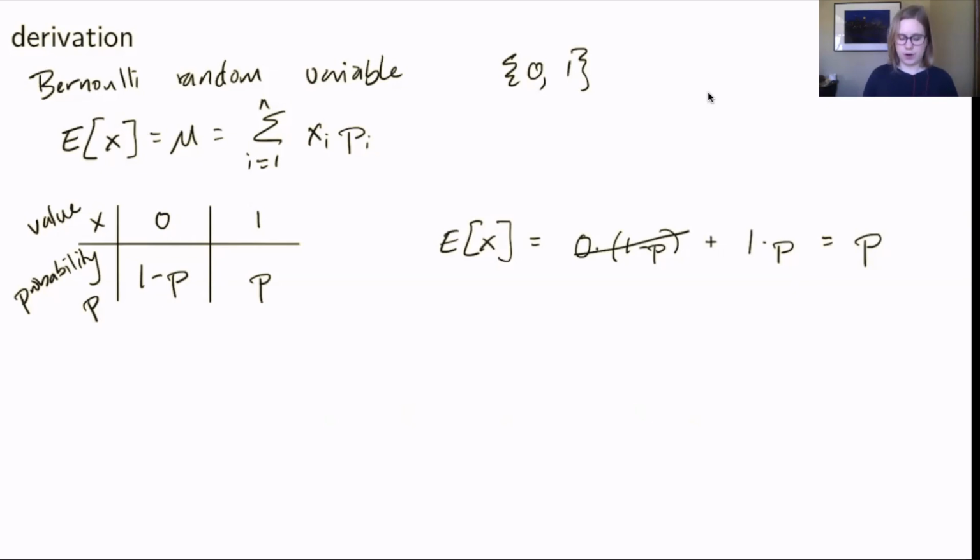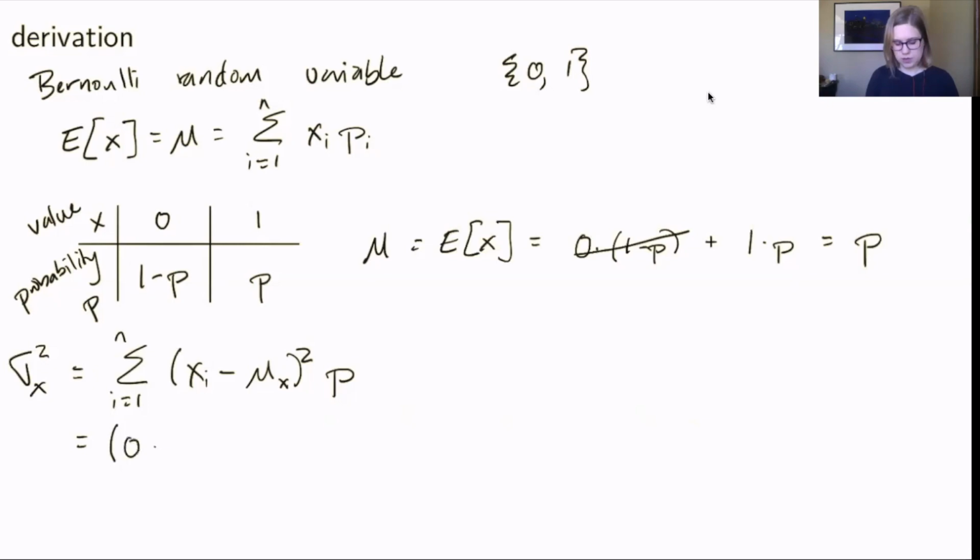Okay, so now that we have our expected value, which is our mu, we could find the standard deviation of our random variable. So I can say sigma squared of x is going to be equal to, well, again, it's a sum, i equals 1 to n of (x sub i minus mu of x) squared times p. So again, I have to think about what my different possibilities are. My first possibility is 0 minus, and then what is my mu sub x? Well, that's p. So (0 minus p) squared times the probability of that thing happening, 1 minus p, plus, and now I'm going to have 1, my other possibility, minus mu sub x, which is p, squared, times the probability of that happening, which is p.